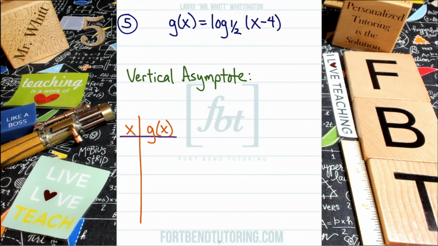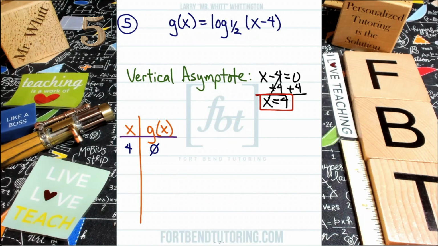So starting out, we're going to start with our vertical asymptote by setting the argument of x minus 4 equal to 0 and solving for that. All right, so here we find out that the vertical asymptote is x equals 4, and we'll go ahead and throw that in a red box. So that also tells us that at 4, the function is undefined.